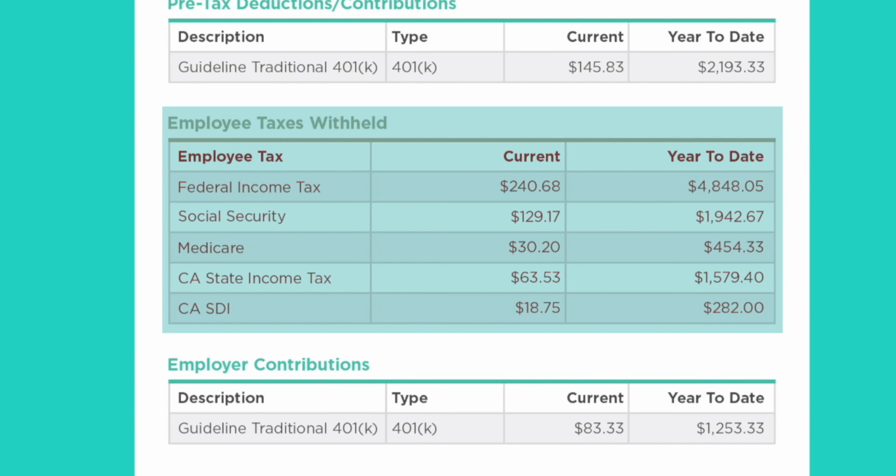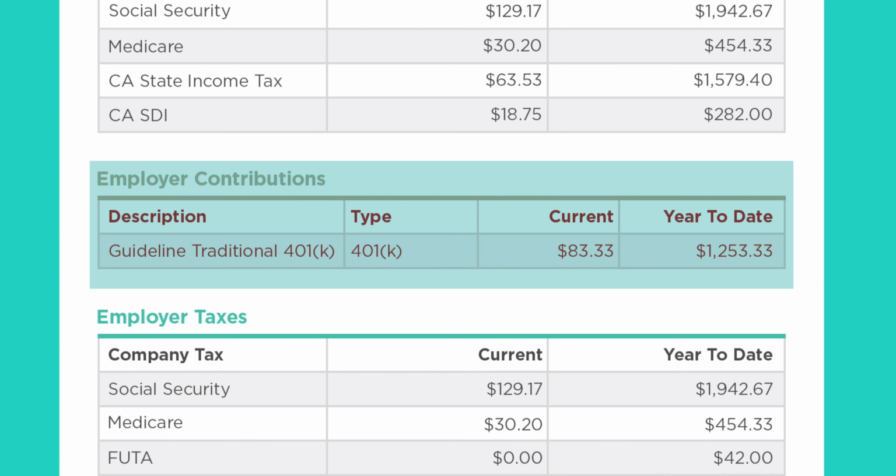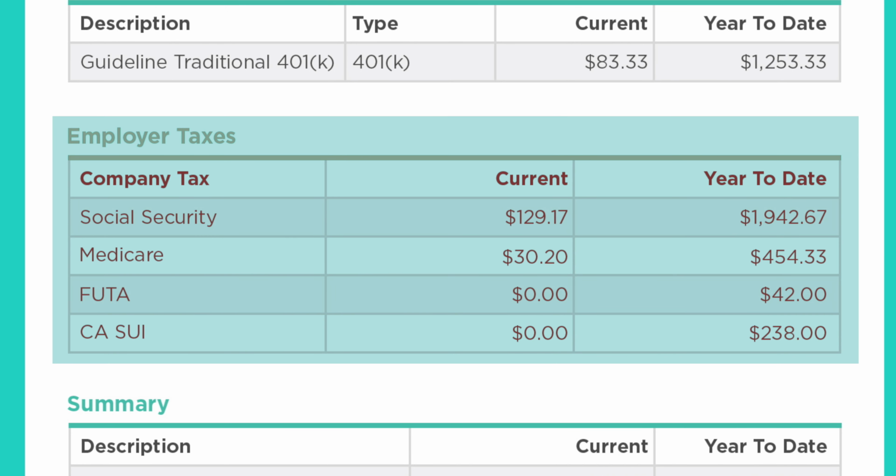What about other numbers on your pay stub? Employers actually might include some reimbursements. That's if you bought something for the business and you just need to be paid back for it. You might also see employer contributions to insurance, like health insurance or 401k, and employer-paid taxes. Employer-paid taxes include FICA, which is Social Security and Medicare, and state and federal unemployment. And that's it.